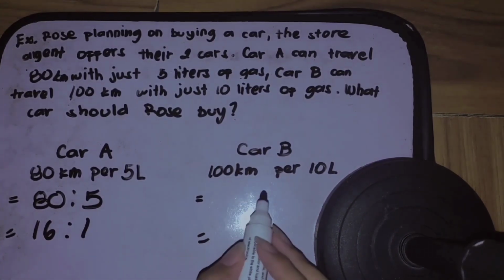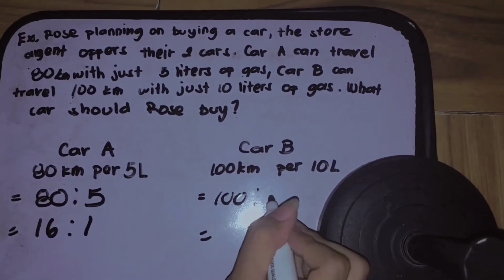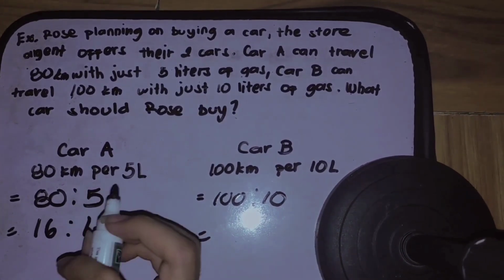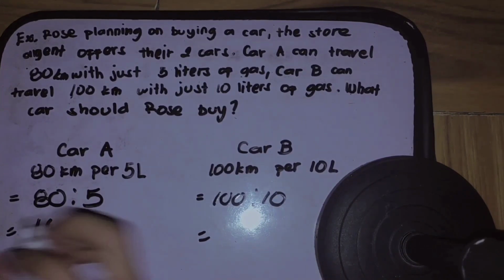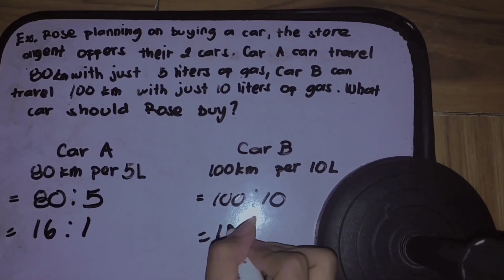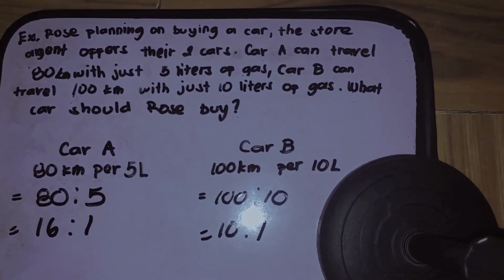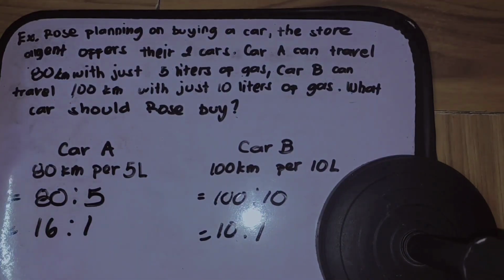Car B, 100 kilometers per 10 liters. Ilang kilometer ang meron sa isang liter of gas? 10 kilometers per 1 liter. So, Rose should buy car A because car A can travel 16 km per 1 liter.